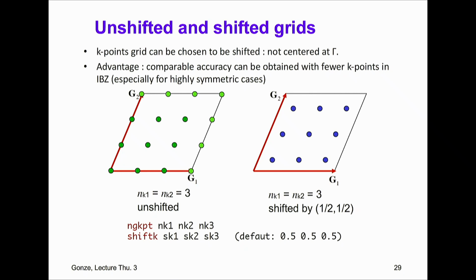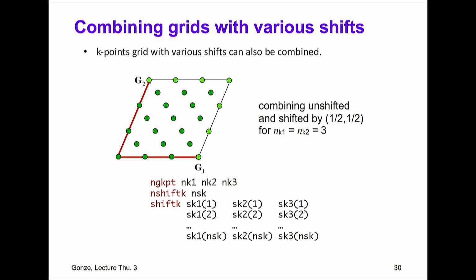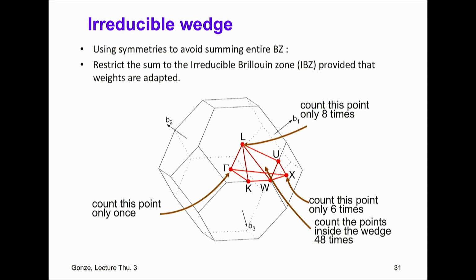This is associated with the shiftk input variable, which is a set of 3 real numbers. The default in ABINIT is 0.5, 0.5, 0.5, which means that we prefer to use a shifted grid by default. But one can also combine different K-point grids still in a homogeneous way, like this one, because again, it might have some advantage compared to a standard Monkhorst-Pack grid. And I don't show you the most powerful thing, but it's too complicated.